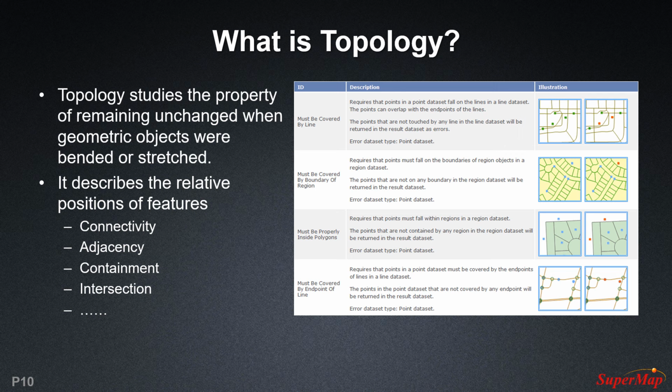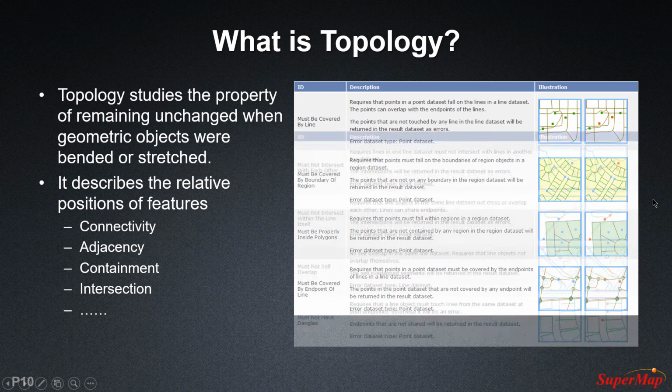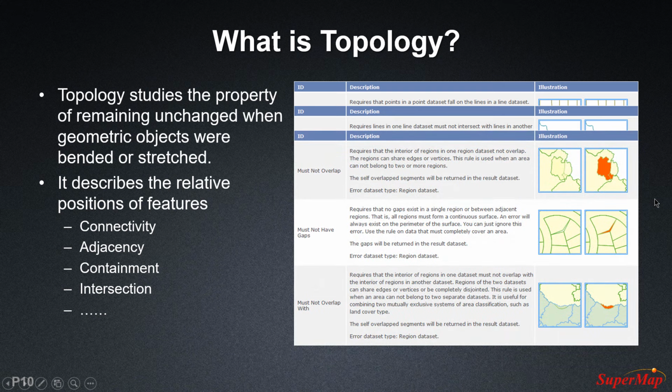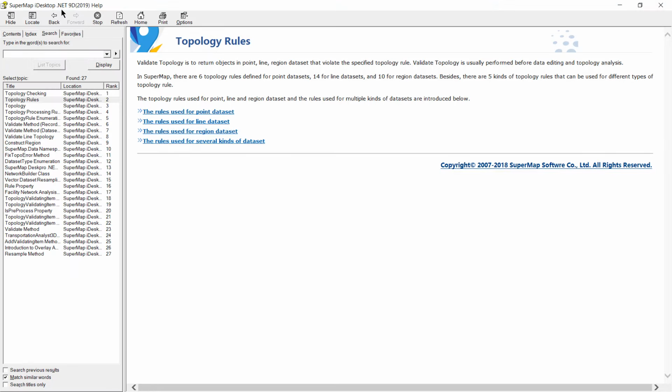Now, the topology rules in SuperMap include the rules used for point datasets, line datasets, and region datasets, as well as the rules used for several other kinds of datasets. Now, we're going to take a look at the help file, and we are going to see some of the rules and how they're constructed. So here we have the SuperMap iDesktop 9D help file, and we have loaded up topology rules. Let's read it out for ourselves.